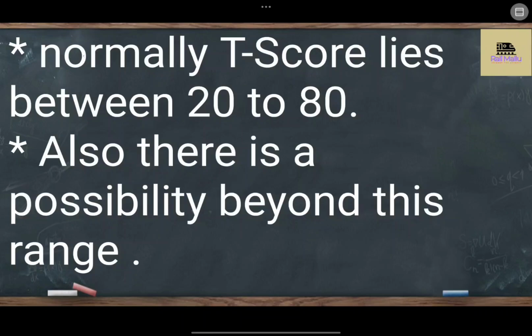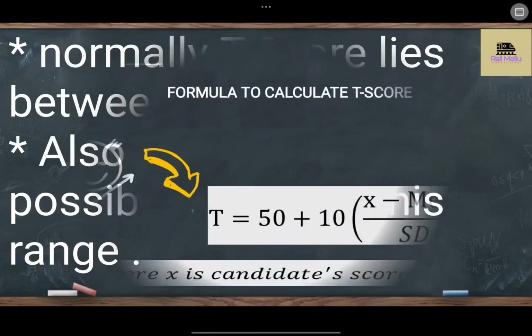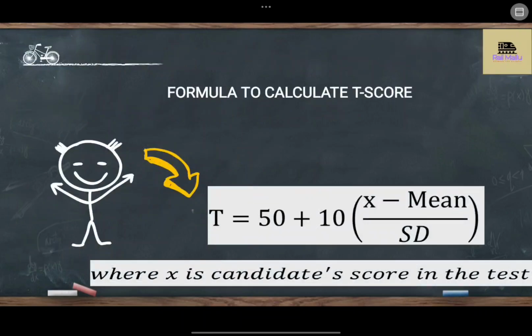Then we are supposed to calculate the T-score of each candidate. So, the formula used in calculating T-score is T is equal to 50 plus 10 into (x minus mean) divided by standard deviation, where x is the candidate's score in the test.